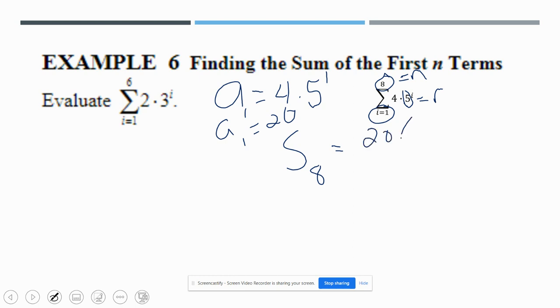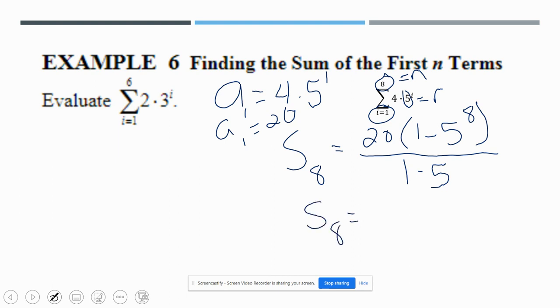So 20 times 1 minus 5 to the 8th power, because they want to know the sum of the first 8 terms, over 1 minus 5. So I'm going to type this into the calculator, and we get 1,953,120.